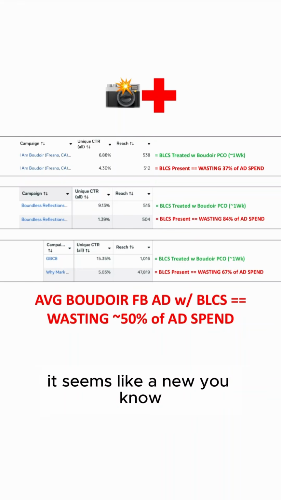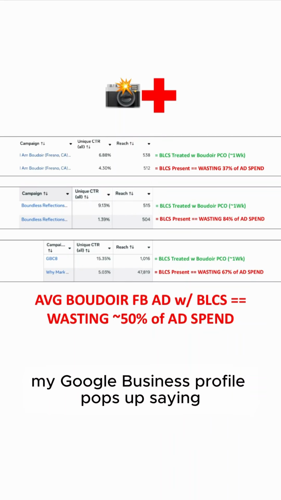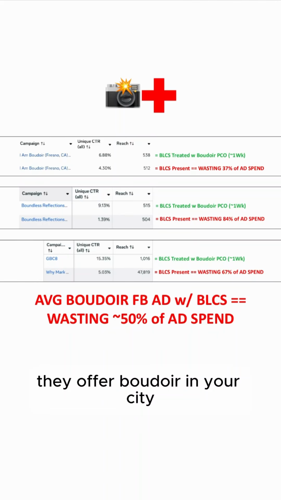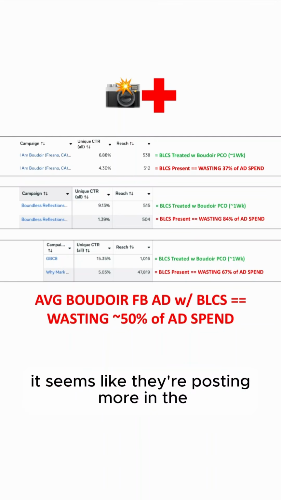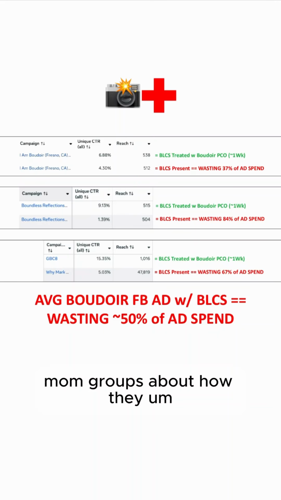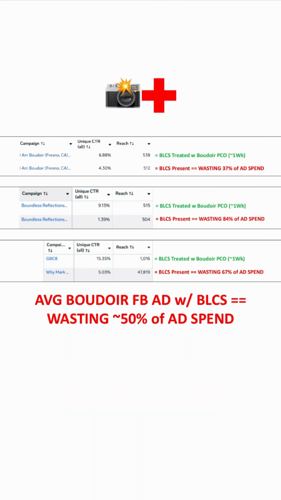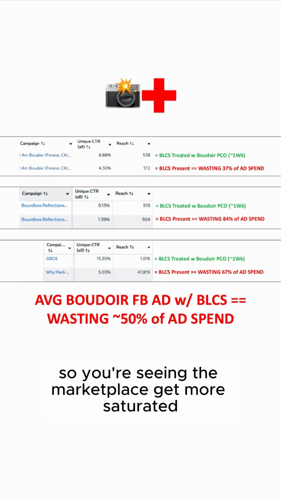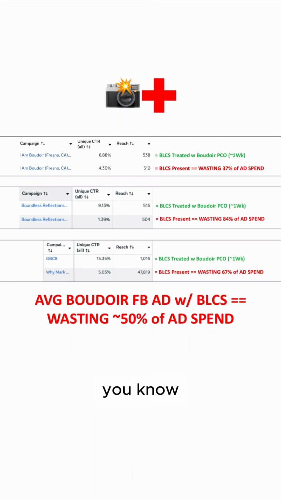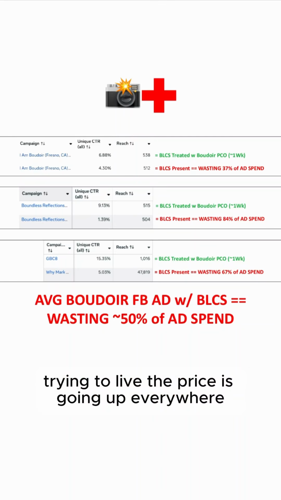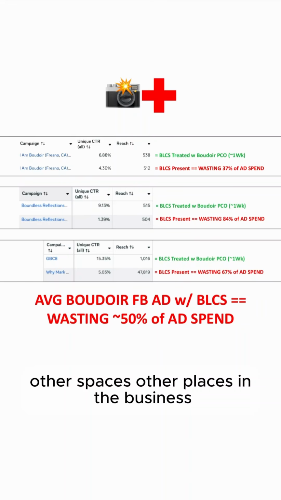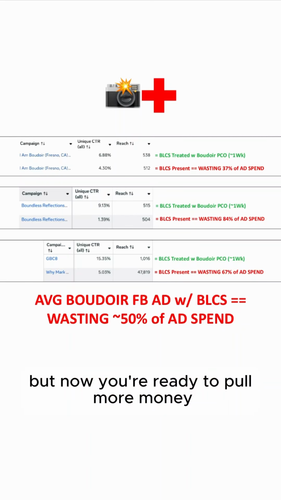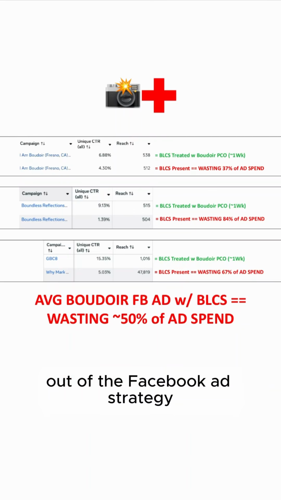Every time someone gets a new iPhone, it seems like a new Google business profile pops up saying they offer Boudoir in your city. Or anytime someone gets a new camera, it seems like they're posting more in the mom groups about how they now offer boudoir. So you're seeing the marketplace get more saturated, and you're seeing inflation keep hitting. Prices going up everywhere, and so you decide you want to pull more profit out of the business. You've optimized other places in the business, but now you're ready to pull more money out of the Facebook ad strategy.